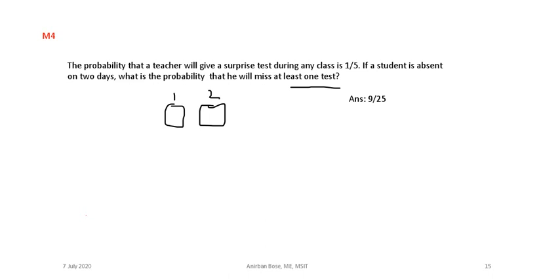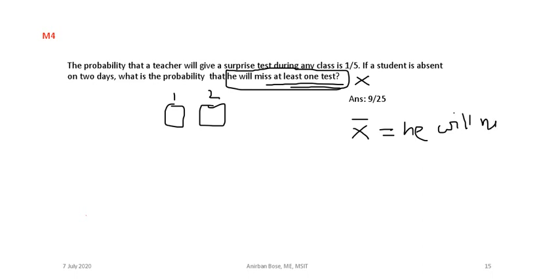Again, since it is given at least one test, let us consider that he will miss at least one test. This is the event for which you have to find the probability. Let us consider this event is X, and let us consider just the complementary event, that he will not miss the test, right? What is the complementary event of this? That he will not miss any test.